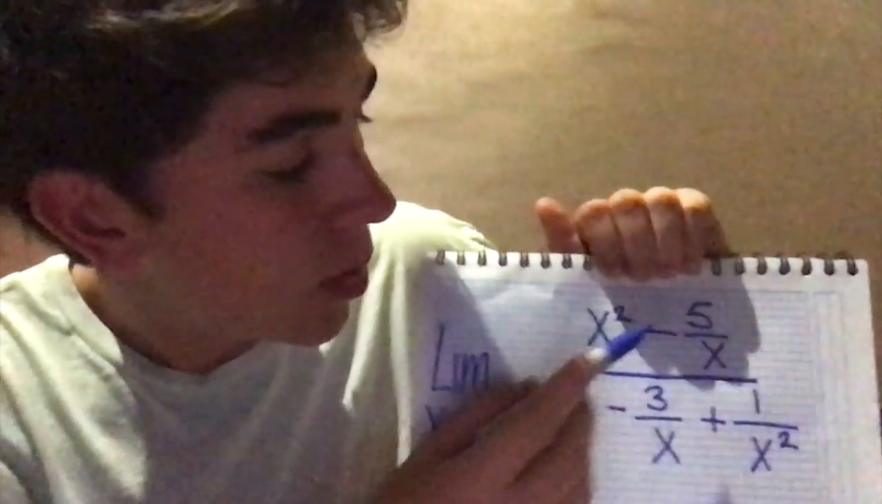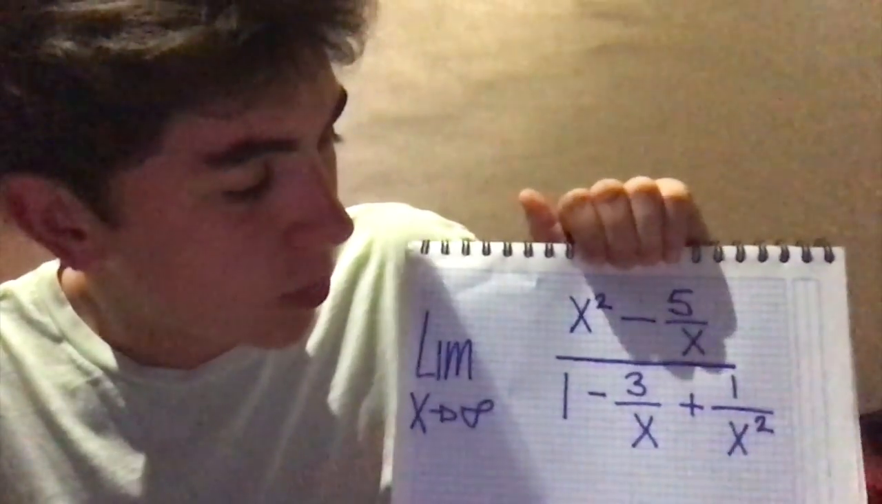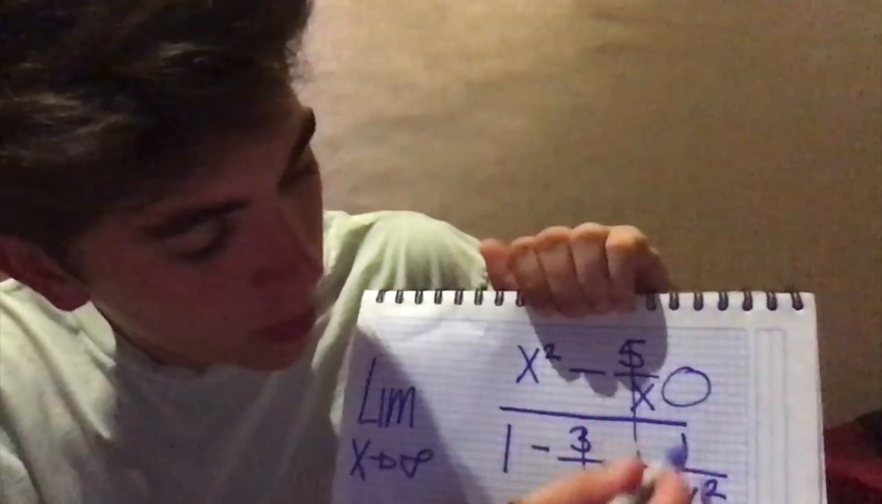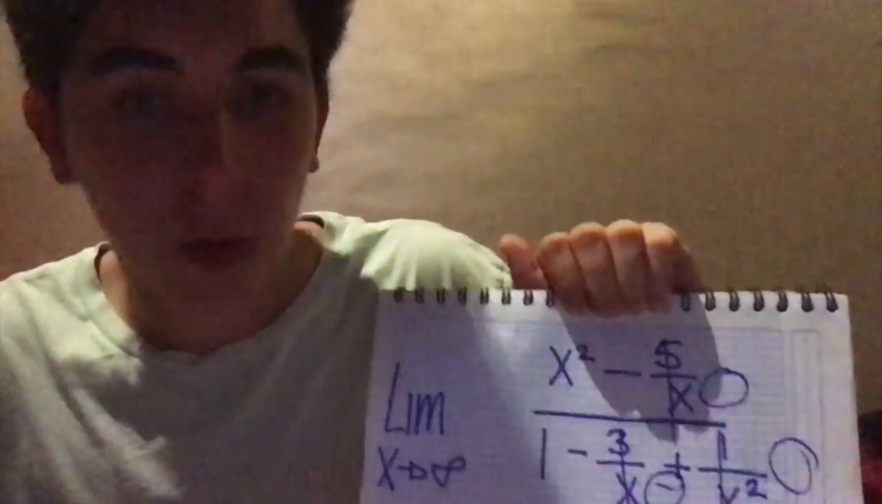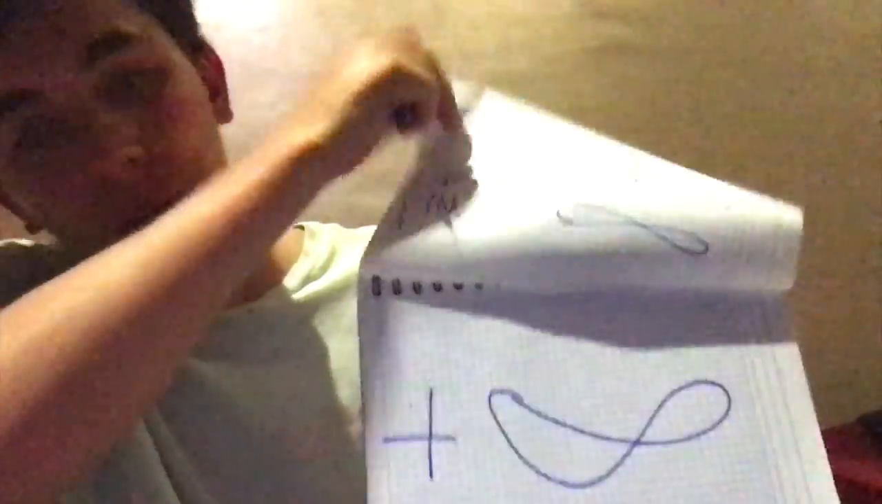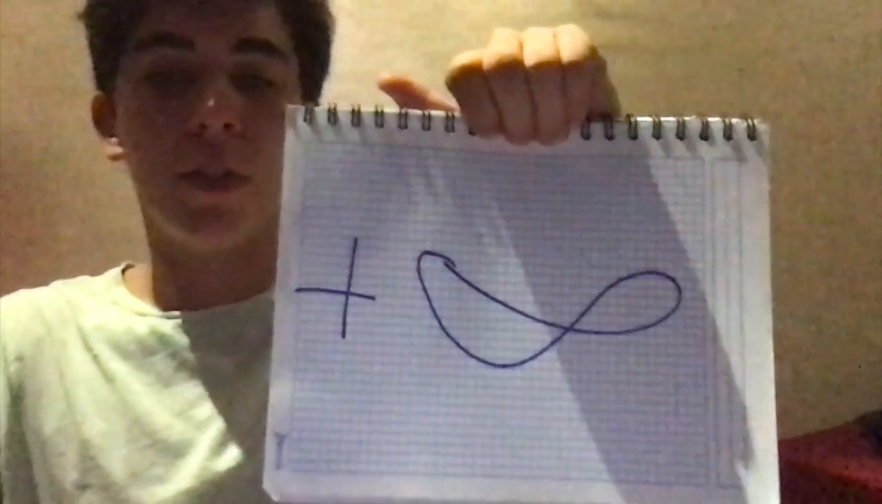positive infinity. When you divide a number by infinity, it automatically converts to 0. So this one is a 0, this one is 0, and this one is a 0. So then what you are left with is the answer, which is positive infinity over 1, which, when you simplify it, gives you positive infinity, which is your answer.